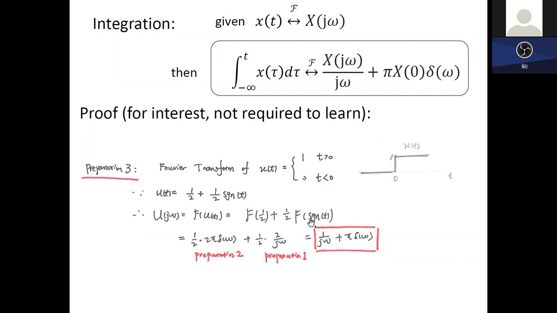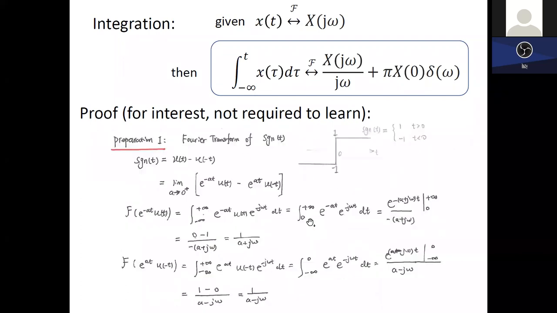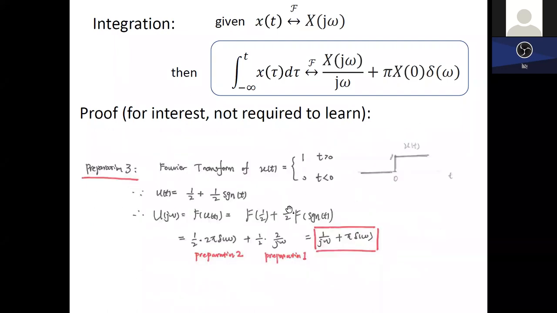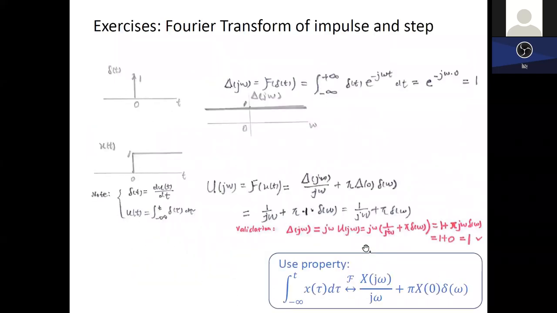For the Fourier transform of the signal in preparation 1, we derived that it is 2 divided by j omega. And since there is an additional 1 over 2, the result is 1 divided by j omega. So 1 divided by j omega plus pi times delta omega is the Fourier transform of the unit step. You can compare it with the result we obtained in the last lecture using a different method, 1 over j omega plus pi delta omega, which is the same.